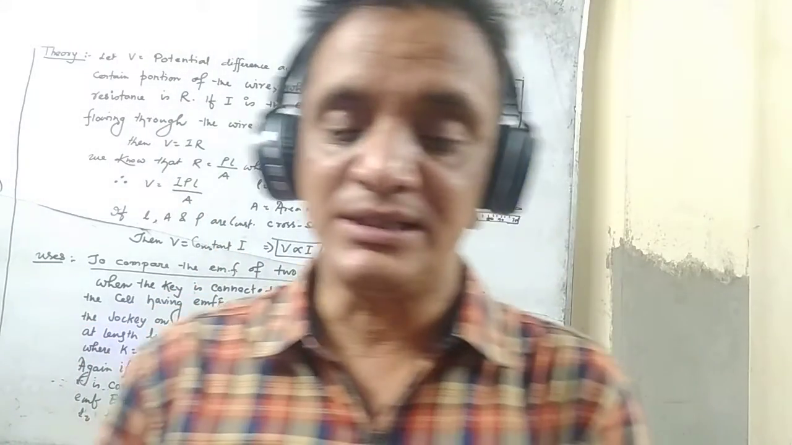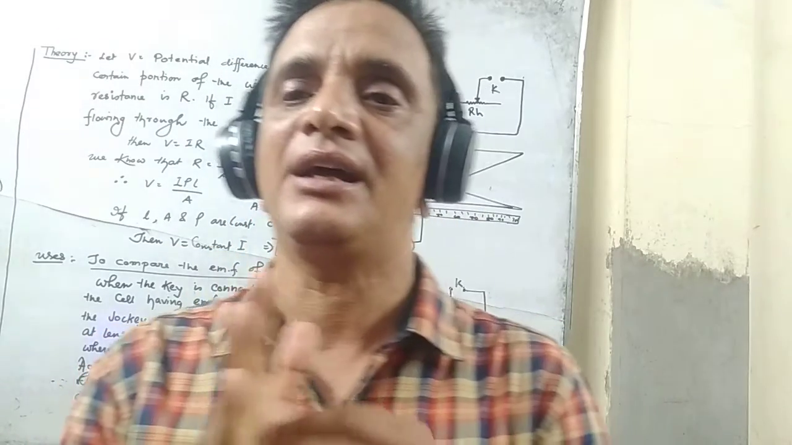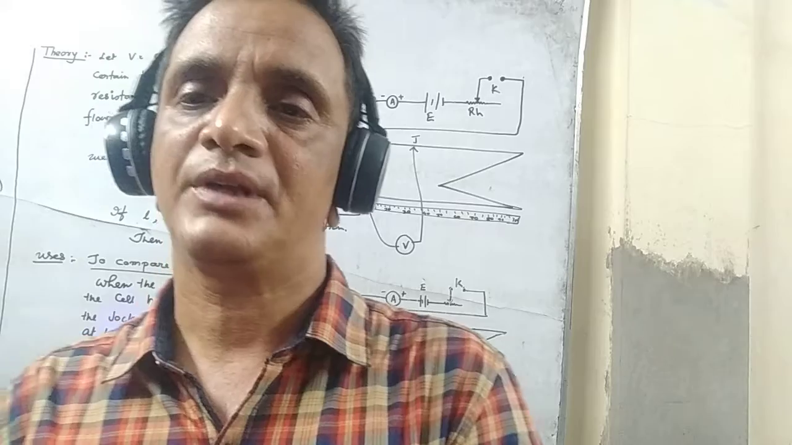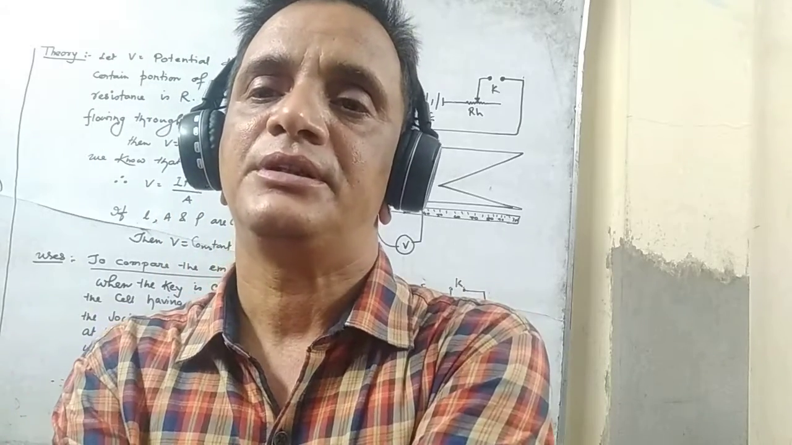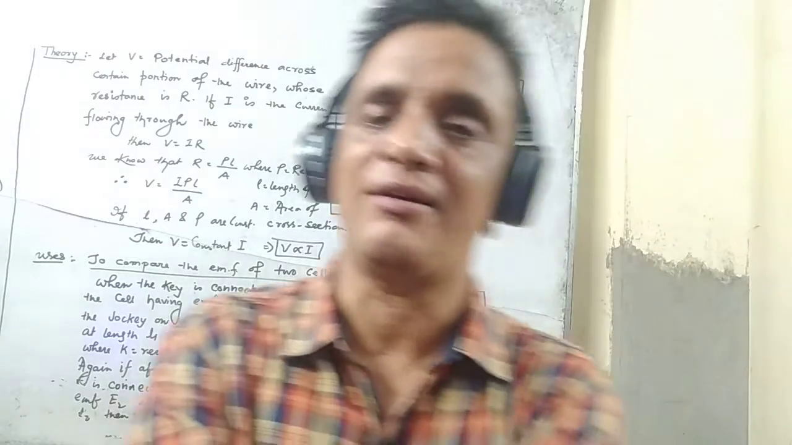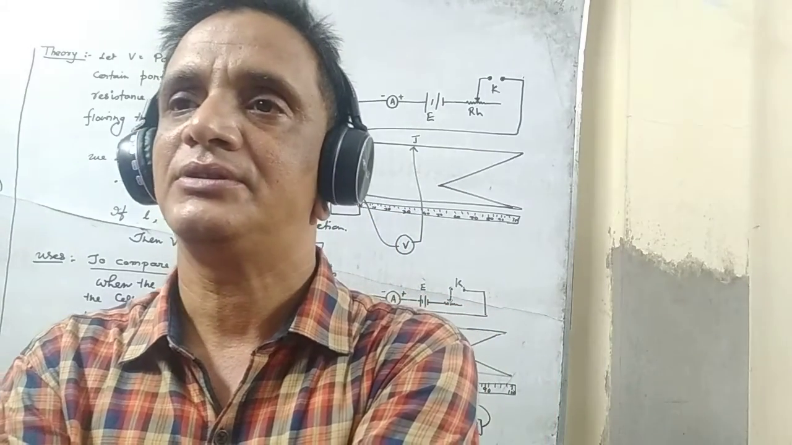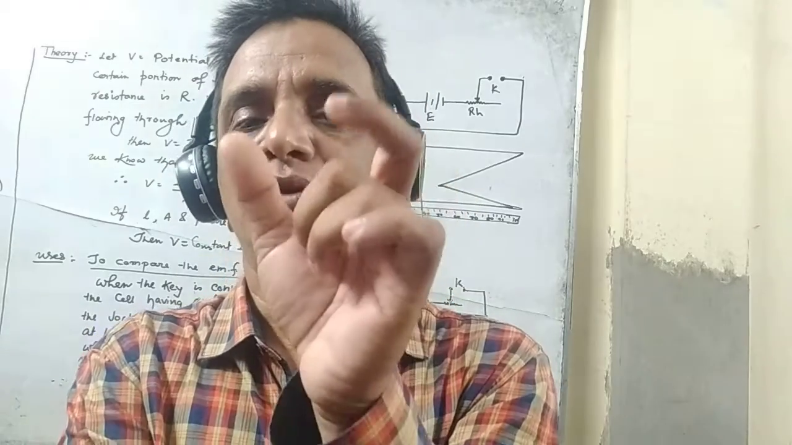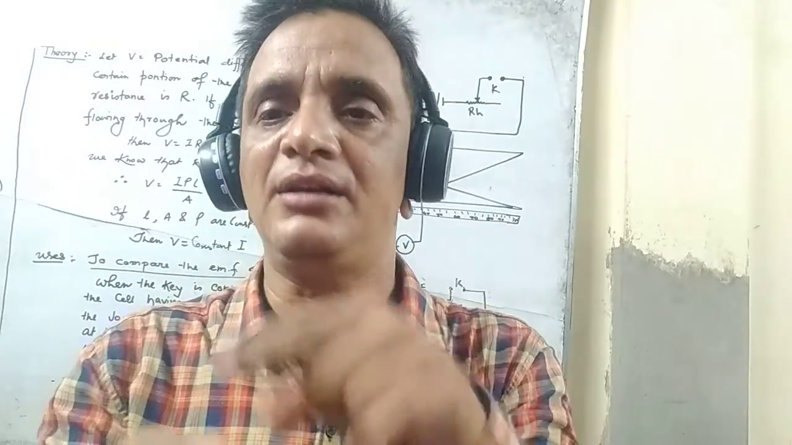Now, what is the use? We know the potentiometer is used to measure the internal resistance of a cell as well as to compare the EMF of two cells. Why potentiometer, and not a voltmeter? Generally, we know that whenever current passes through a conductor, there is resistance. Resistance is there. But when you take a cell, what will happen?